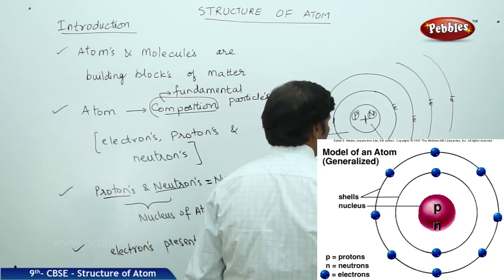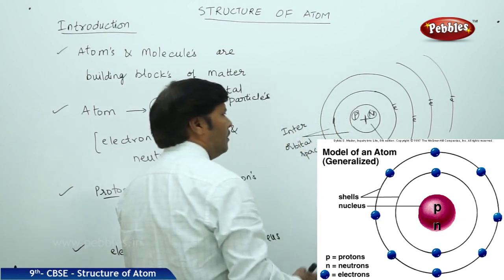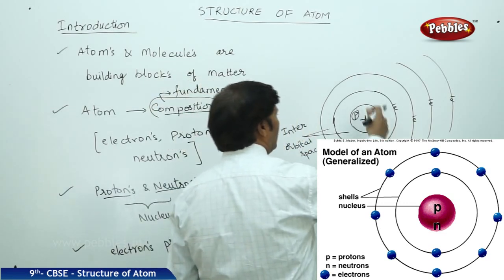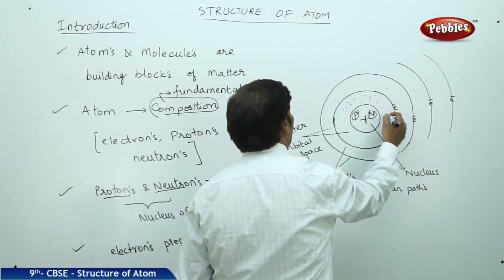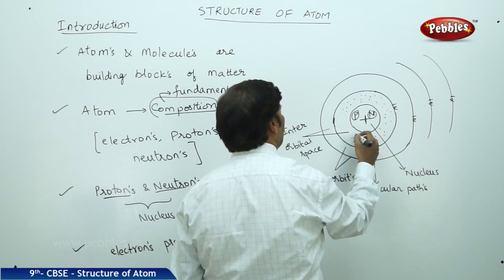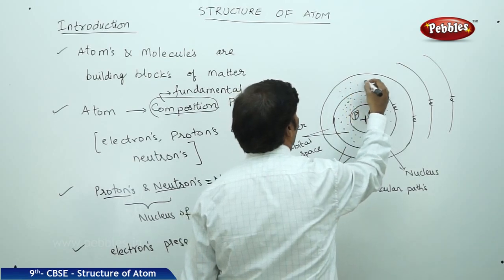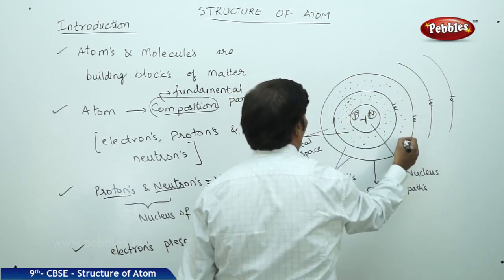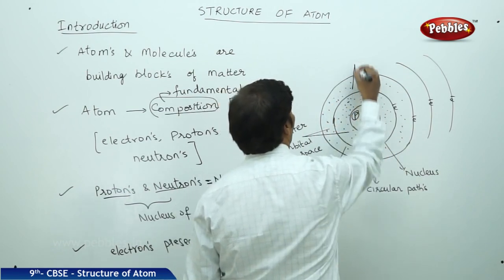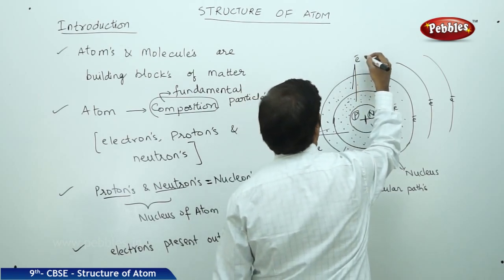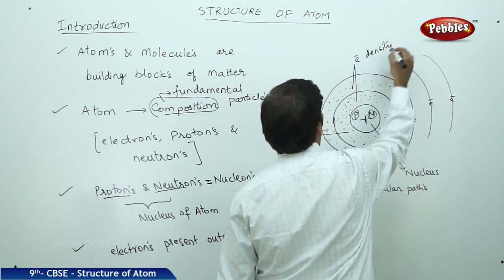They show the circular paths, and outside the nucleus you find a certain amount of electron density. All these dots show that the more the number of electrons, the more is the electron density. You can call it electron cloud, or electron density.